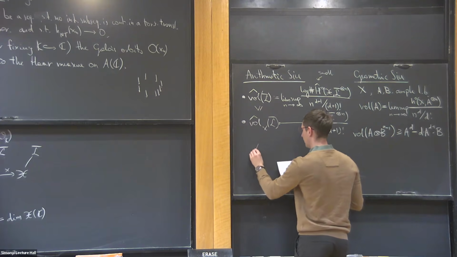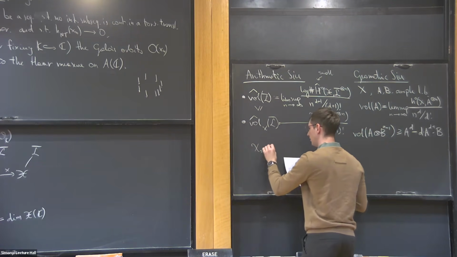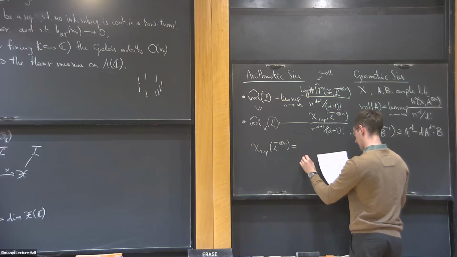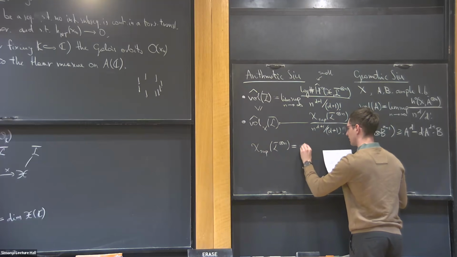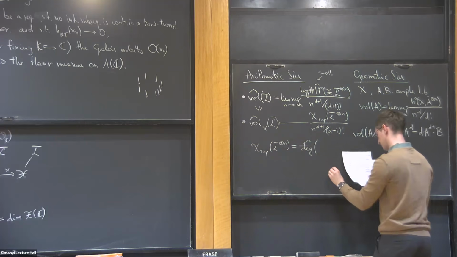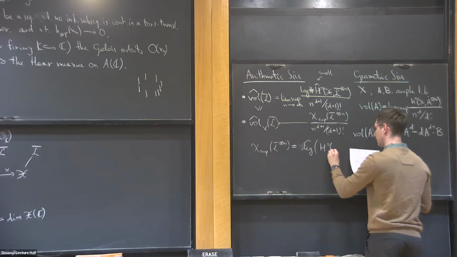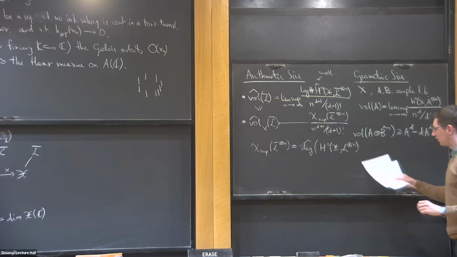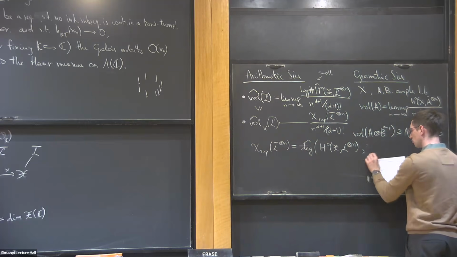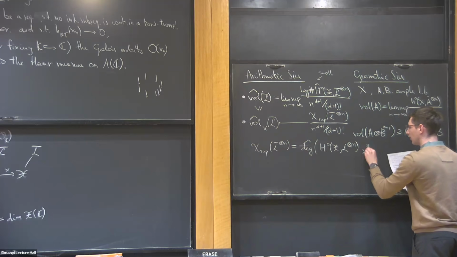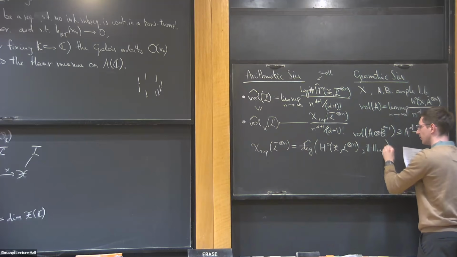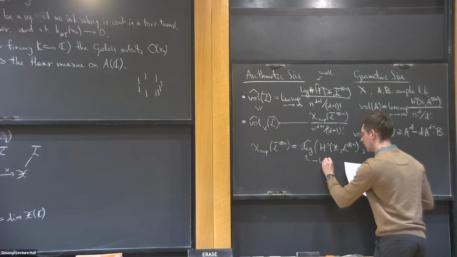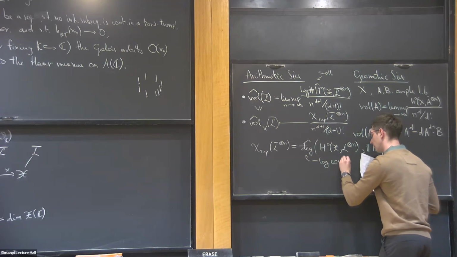So here h sup of L to n. This is the arithmetic degree of the pair consisting of this lattice of sections and the sup norm corresponding from the Hermitian metric. And this degree is just minus log of covolume.